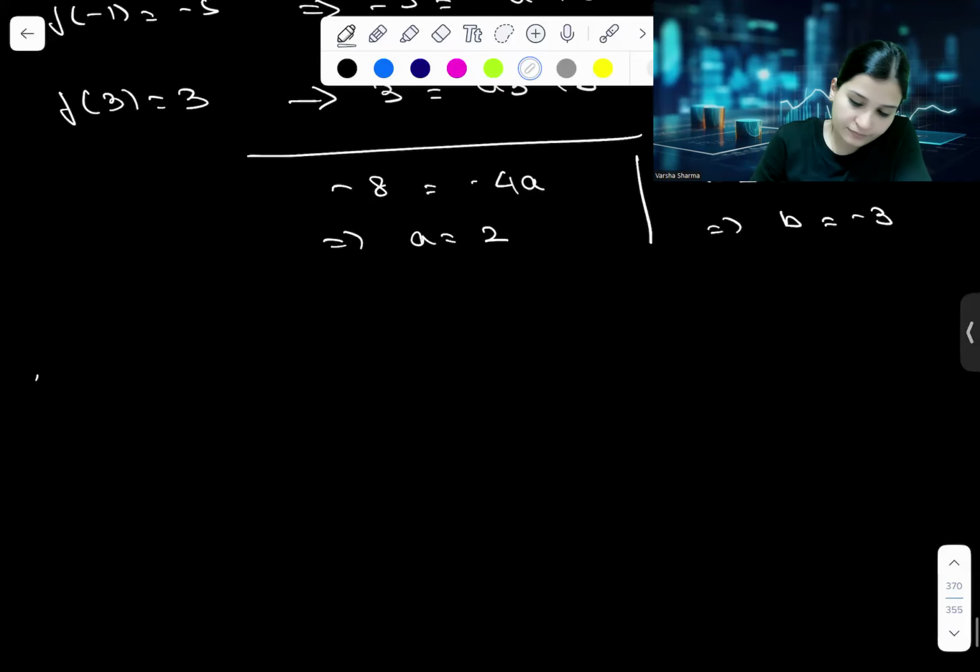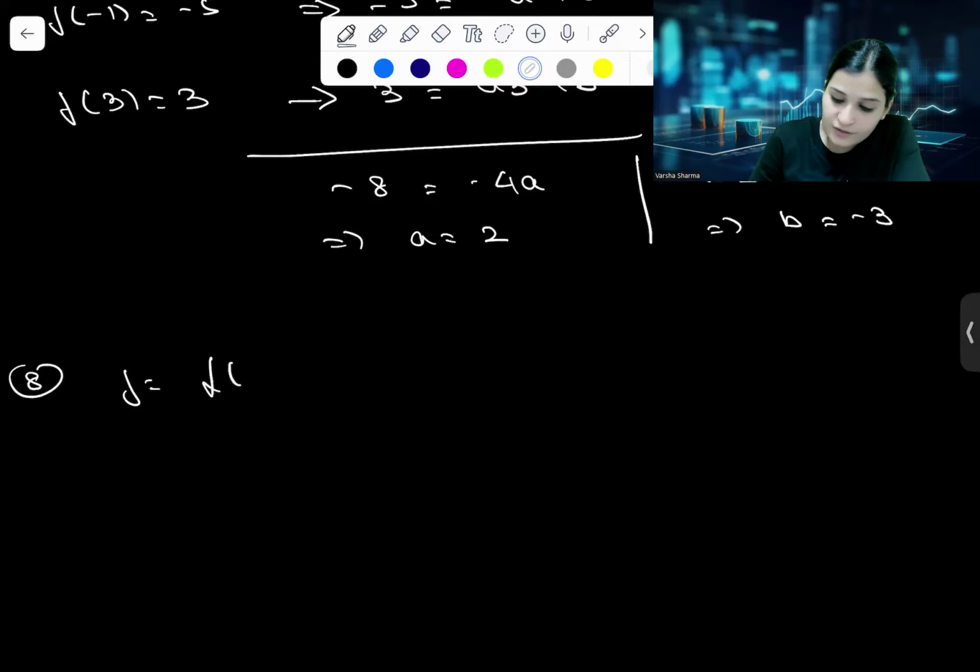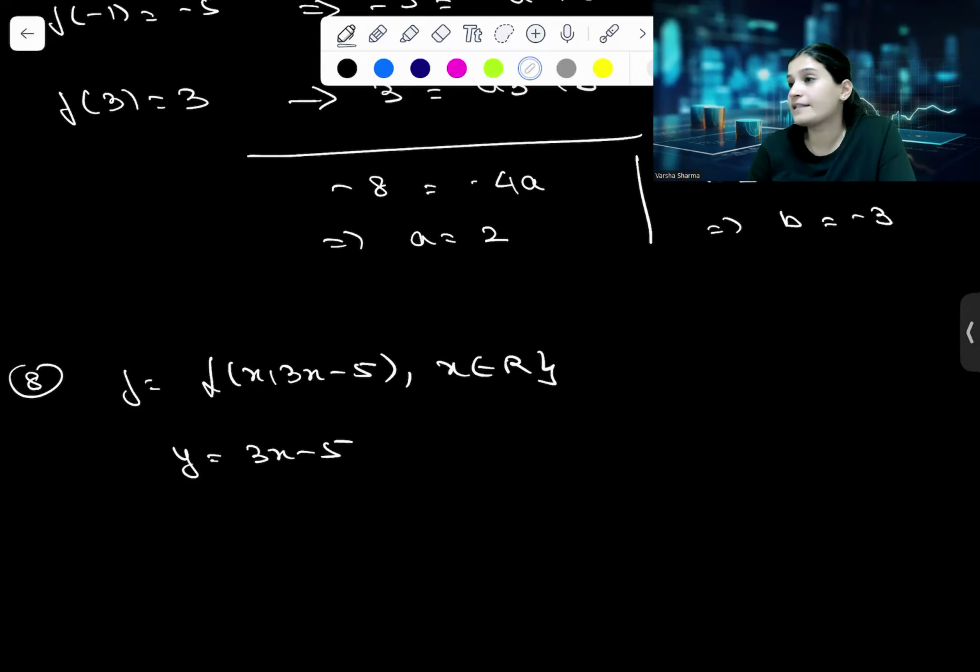Question number 8. So f is equal to {(x, 3x minus 5)}, x belonging to R. So basically y is 3x minus 5, or f of x is 3x minus 5. Yes or no? X comma y is what we write, right? And instead of y, they have written 3x minus 5. That means the value of y is 3x minus 5.